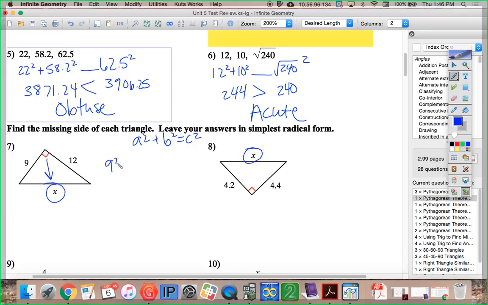So we do 9 squared plus 12 squared equals x squared. 81, 144, and you can actually go ahead and add those in your calculator. It doesn't matter. If you do that in one step, you just get 225 equals x squared. If you can take the square root of that and get a whole number, do that. On this one, you'd get 15. Perfect.